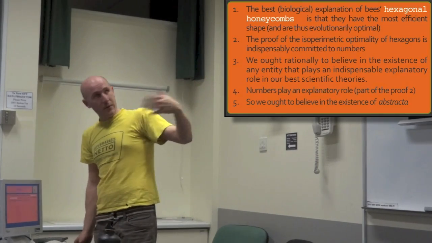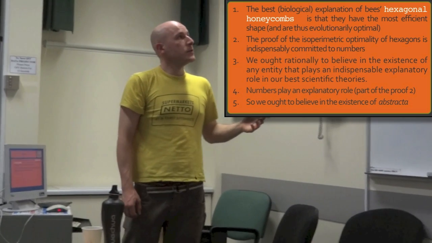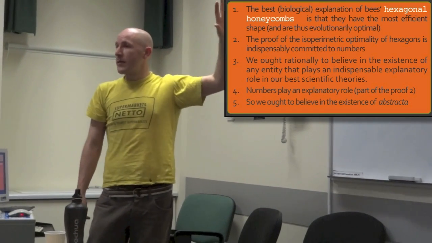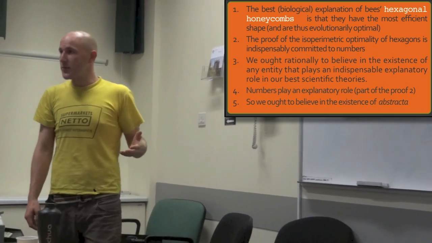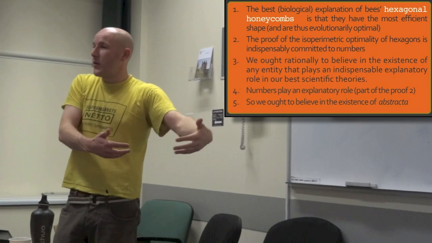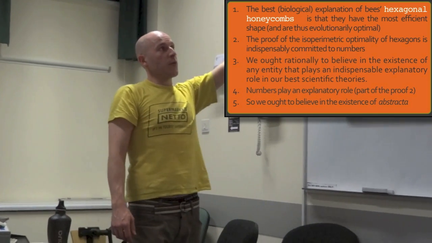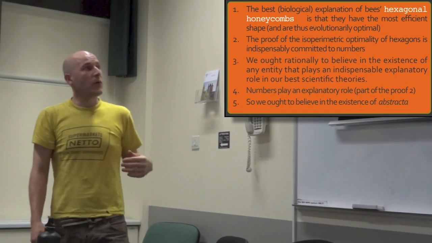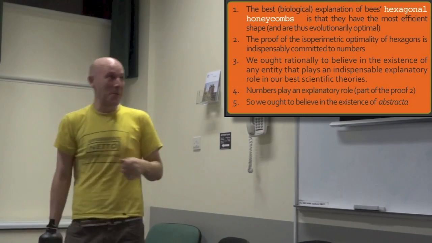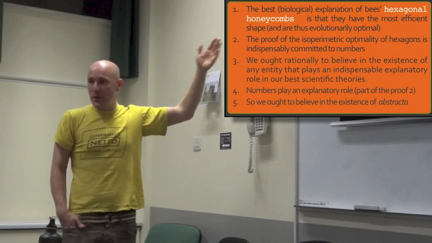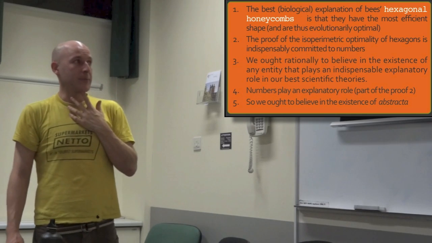This is just the same argument again, but this time instead of using the cicadas, using the bees one. There's something that we can observe, which is that bees make hexagonal honeycombs, and we can give a biological explanation of that, which would be evolutionary: it is a successful or optimal thing. We can then give a proof of why it's optimal, and that will be committed to numbers. We ought to believe in the existence of whatever plays that explanatory role, and so numbers do play an explanatory role. So we ought to believe in the existence of abstracta like numbers.